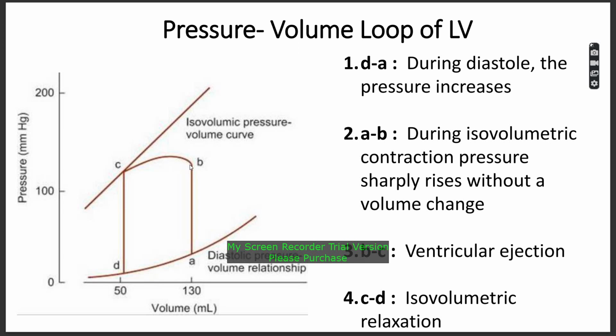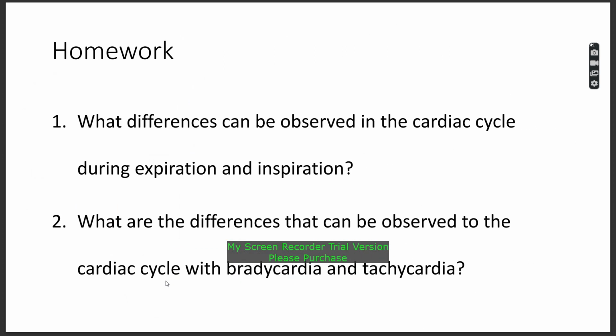Then B to C, ventricular ejection, means blood pressure first climbs to a maximum, then after that it drops, and also the volume drops, right? Then C to D, ventricular isovolumetric relaxation, means pressure drops rapidly but volume is constant.